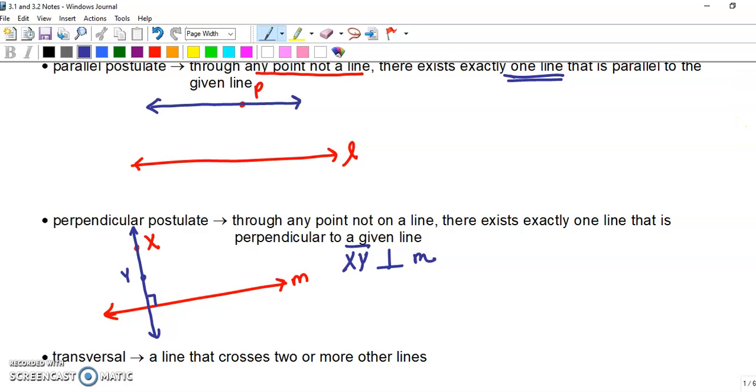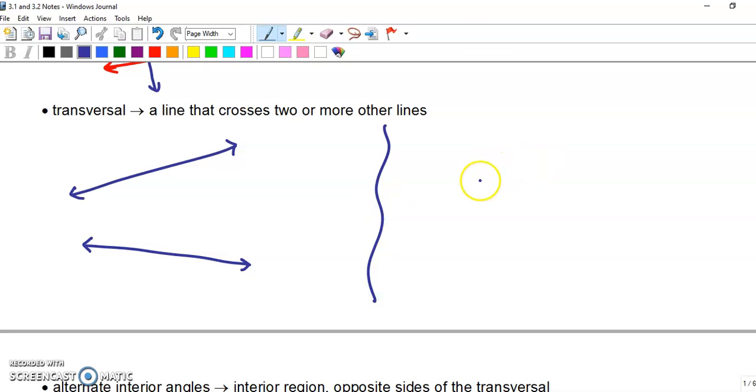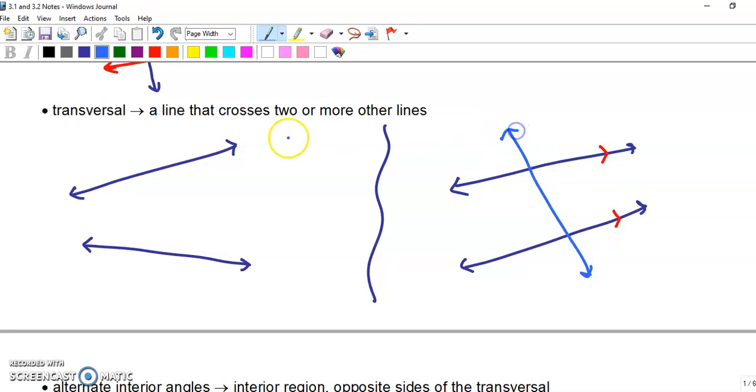Now, if we have two lines, they may be parallel, they may not. Okay, and we're going to be doing a lot with ones that are parallel. So I'll do over here, I got parallel, and one not parallel on the left. So those aren't real good, we'll say they're parallel. So then if I have another line that crosses those two lines, that is called a transversal. Okay, so the light blue one there is called a transversal.